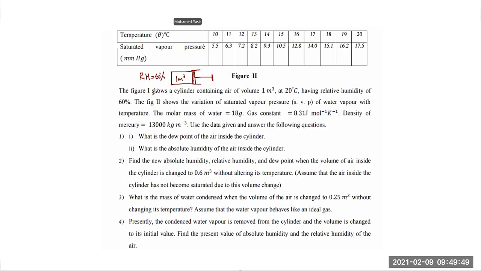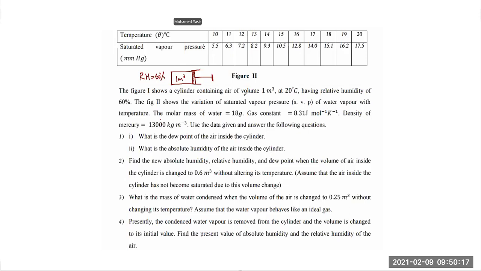The figure 2 shows the variation of saturated vapor pressure of water vapor with temperature, right? Different temperatures and different corresponding saturated vapor pressures are given in millimeter mercury. The molar mass of water is 18 grams. Gas constant is 8.31 joules per mole per Kelvin. Density of mercury, 13,000. Use the data given and answer the following questions. Let's get started. What is the dew point of the air inside the cylinder? First, we have to find that.